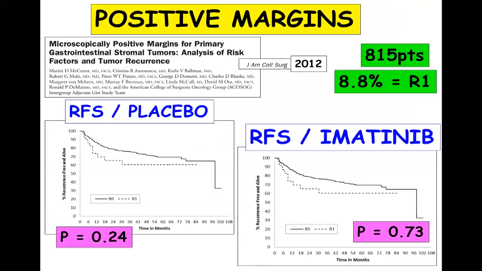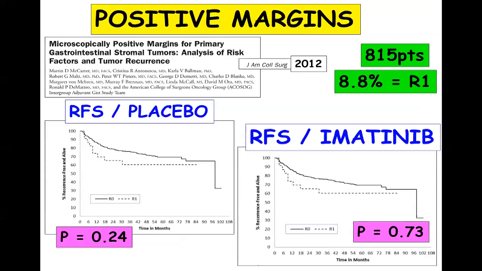What about positive margin? The definition of negative margin is R0. And the fact you have a negative margin in other tumors than GIST leads to lower rates of local and systemic recurrence and leads to better overall outcomes. We have some data on breast, rectal, gastric, and soft tissue sarcoma.